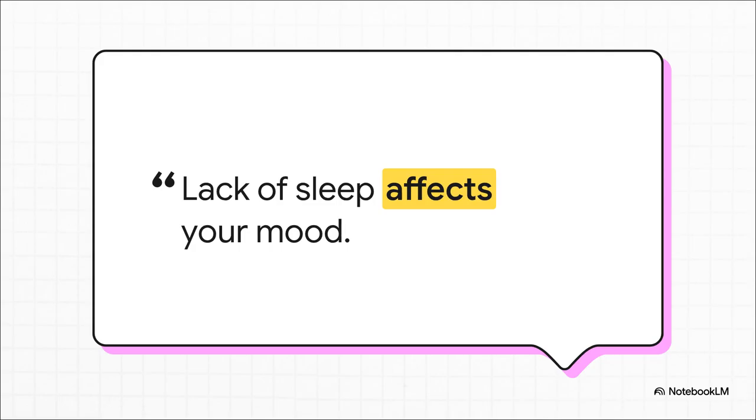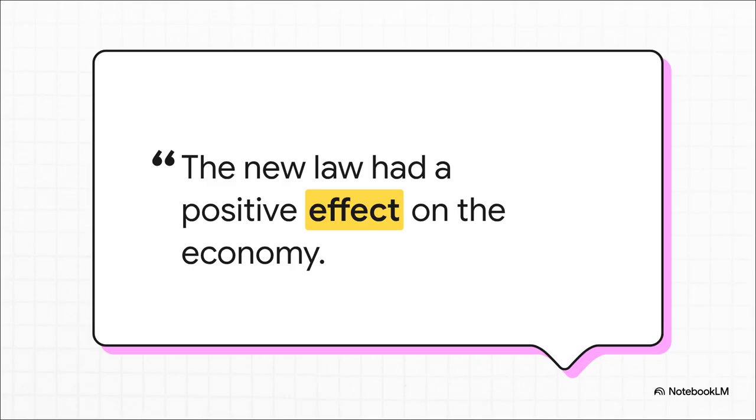Let's see it in action. So in this sentence, affects is the verb. It's what the lack of sleep does to your mood. It's the action, the influence, the impact. And on the flip side, here, effect is the noun. It's the result of the new law. It's the thing, the consequence. You can see the new law had an effect.